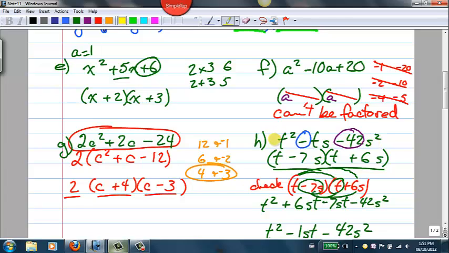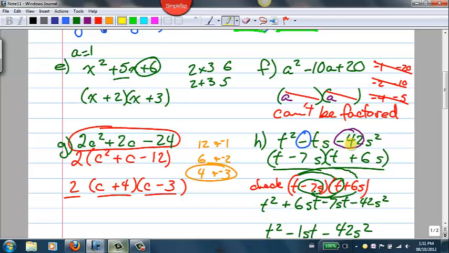No number out in front, so I've got two brackets that are going to start with t. But this t's and the s squared bit here could throw some people off. It doesn't need to. I'm still looking for two numbers that multiply to give negative 42 and add to, in this case, give negative 1. So the numbers are going to be pretty close together.